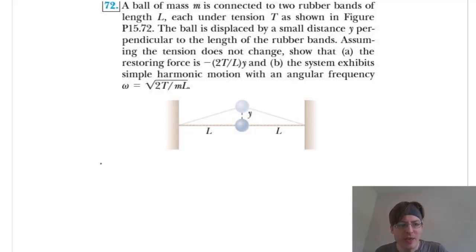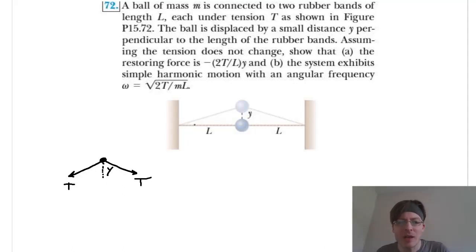So let's sketch what we have here. Here's the ball when it's been displaced slightly. And let's look at the forces that act on the ball. The rubber bands pull at an angle on both sides of the ball like this. Equal tension on both sides, just different directions. T and T.